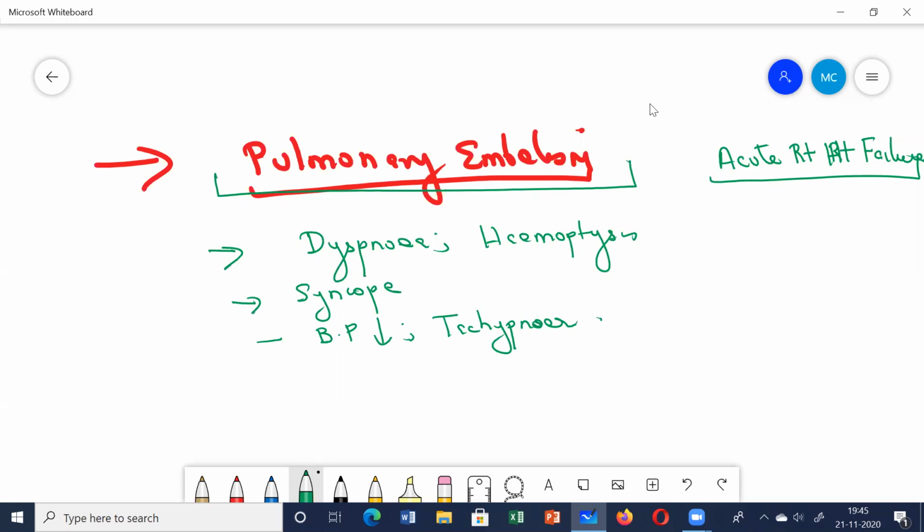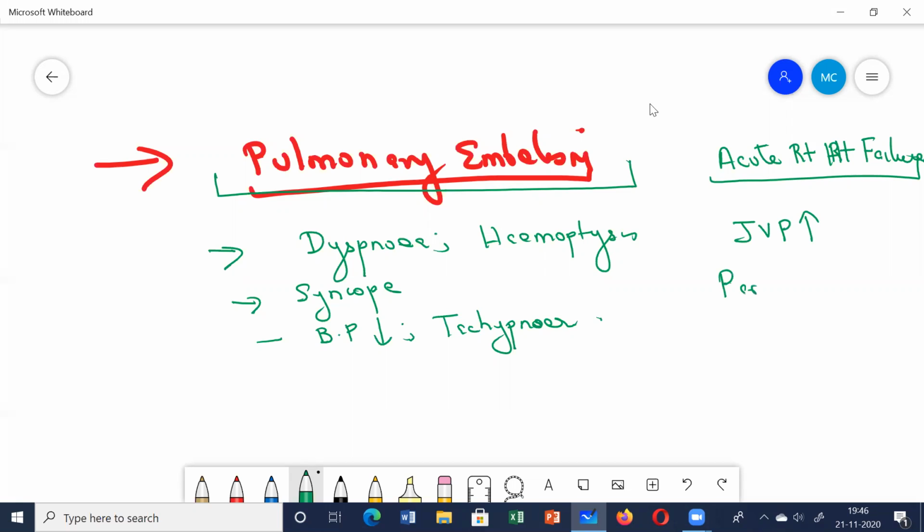So these are the main symptoms, or rather signs, related to pulmonary embolism. Okay, and signs related to acute right heart failure. Here, when you see the JVP, the jugular venous pulse, you will find a raised JVP. Okay, so that is raised.